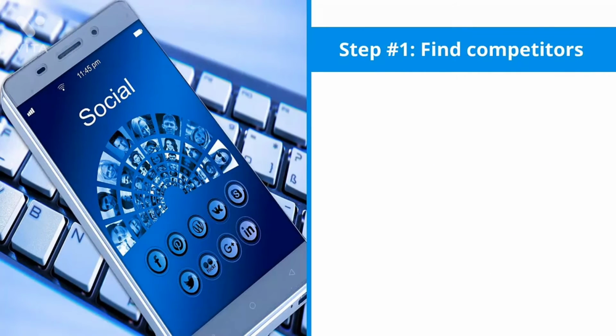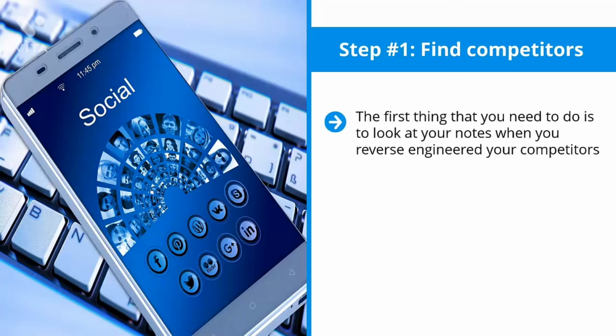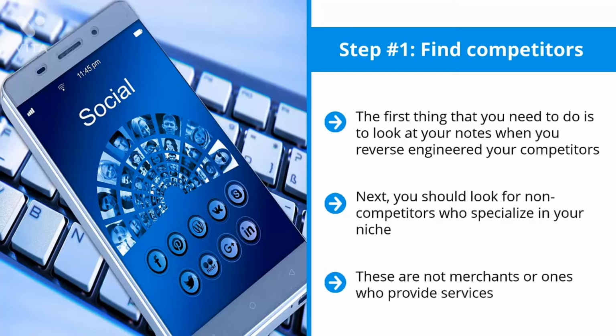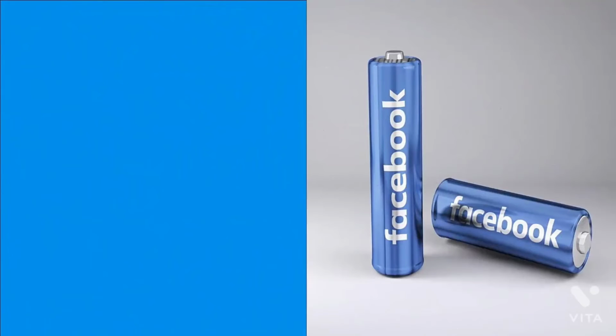Step number 1, find competitors. The first thing that you need to do is look at your notes when you reverse engineered your competitors. These people are in the same niche as you. After all, you study them to get to the industry standard content strategy as well as page layout and design for your own Facebook page. Next, you should look for non-competitors who specialize in your niche. There should be quite a few of these. These are not merchants or ones who provide services. They're not competing for the same dollars as you. Instead, they cater to the same audience as you. Try to find as many of these as possible.